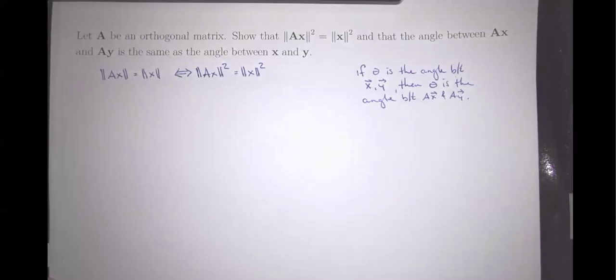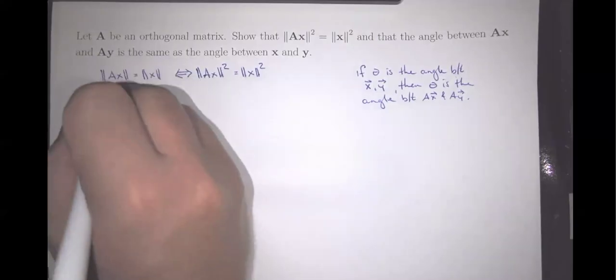And so this is important when we think about the rotation matrix being an orthogonal matrix. We want to be able to rotate vectors and maintain the same length of the vector and maintain the same angles between the vectors before and after we rotate them.